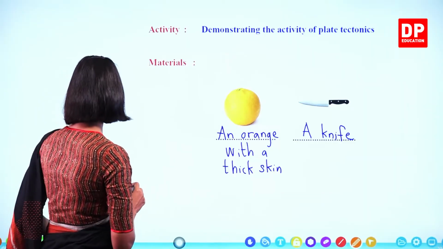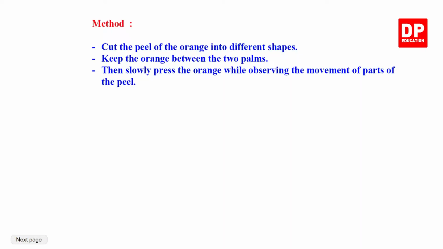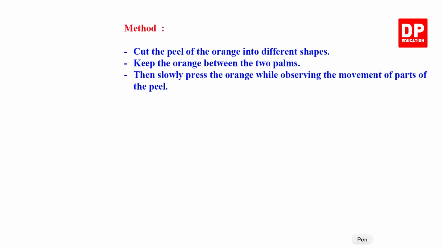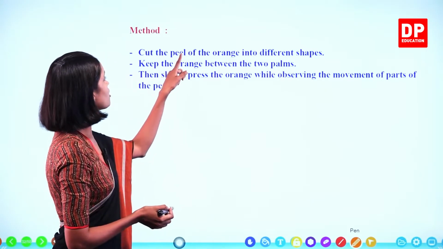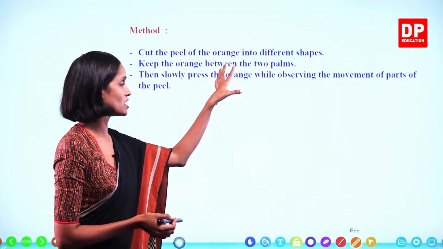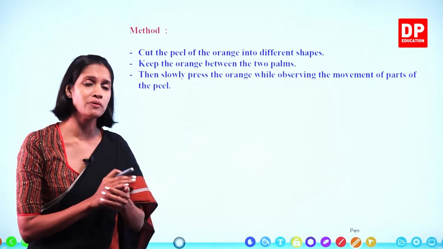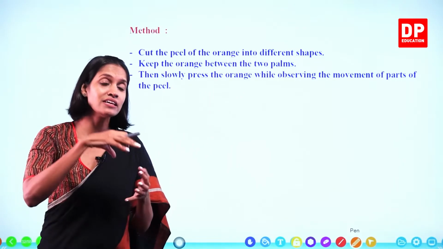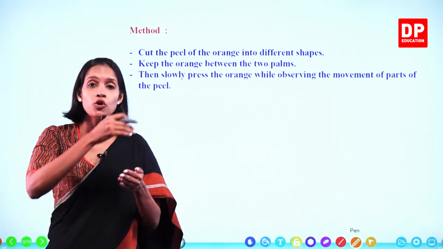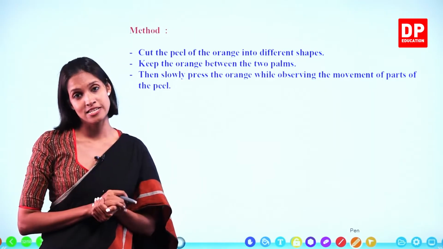Right, children, how to do this activity? The method. How to do this? Let's read. Cut the peel of the orange into different shapes, or the skin of the orange. Remember, you should not cut the inner part of the orange. Only the peel should be separated.